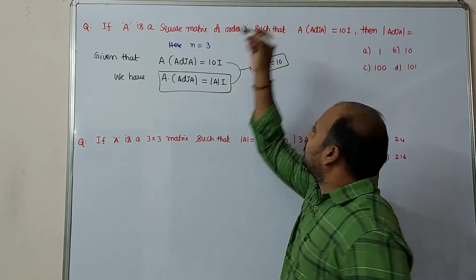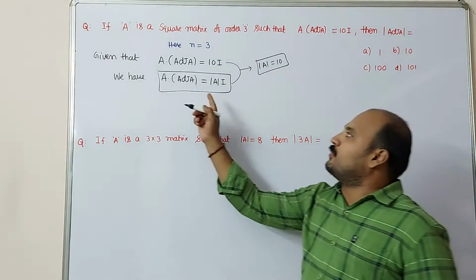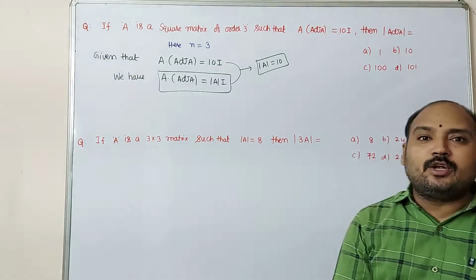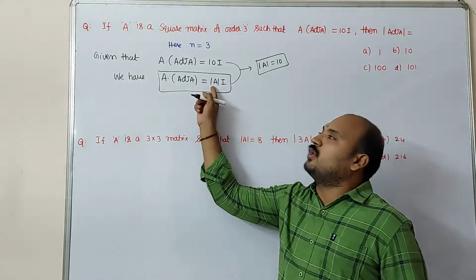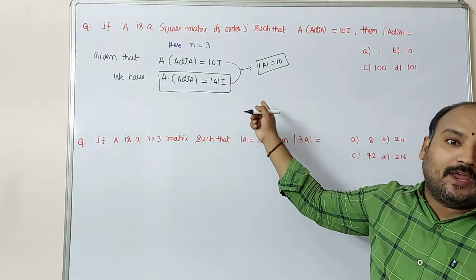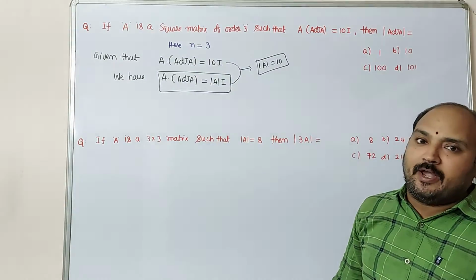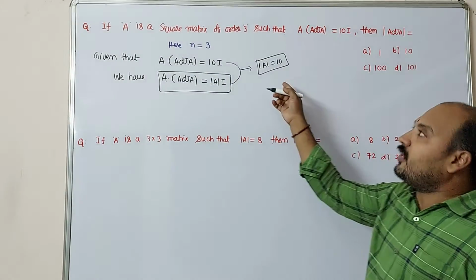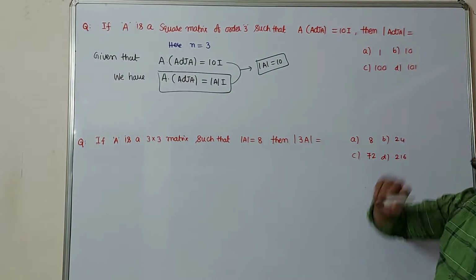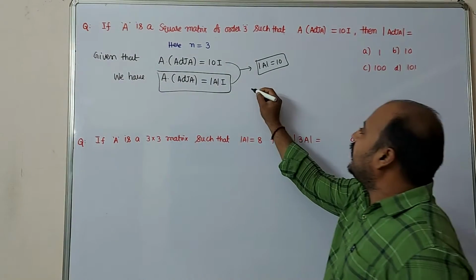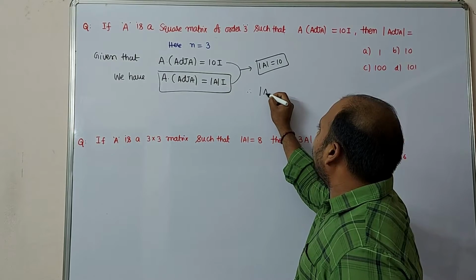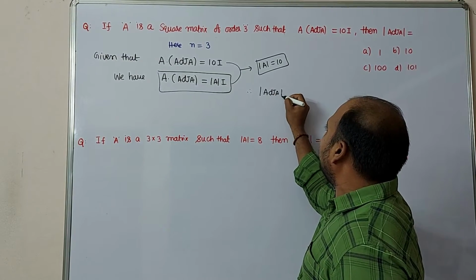I hope you people understand it, students. So this is the important result: A into adjoint A is equal to det A into I. By comparing this, det A equals 10. After that, what are they asking? The det of adjoint A.